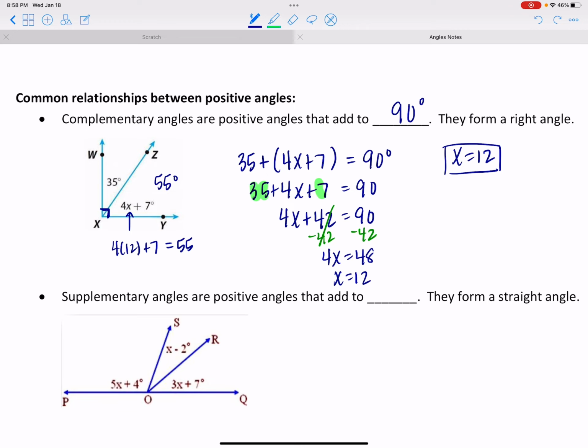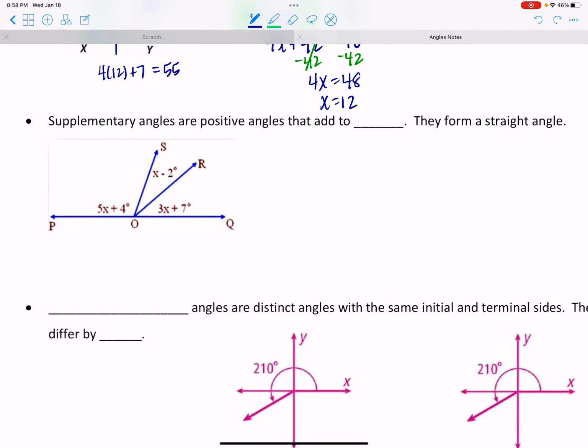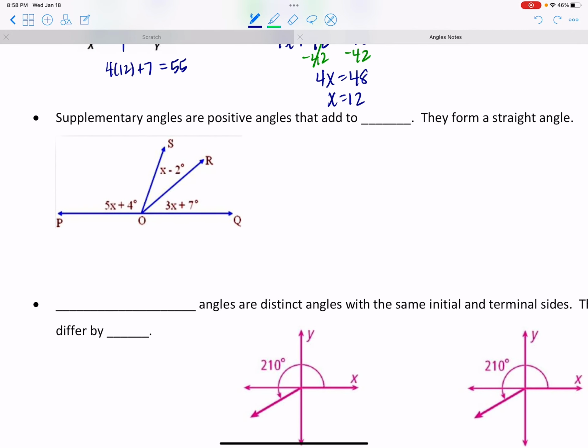Okie doke. So complementary, again, hopefully something we've seen before, as well as this. If instead of our positive angles forming a right angle and adding to 90, they form, like in this picture, a straight angle, then they're going to add up to that straight line measurement, which is 180 degrees. So we're going to call these supplementary angles. Supplementary angles add to 180, they form a straight angle.